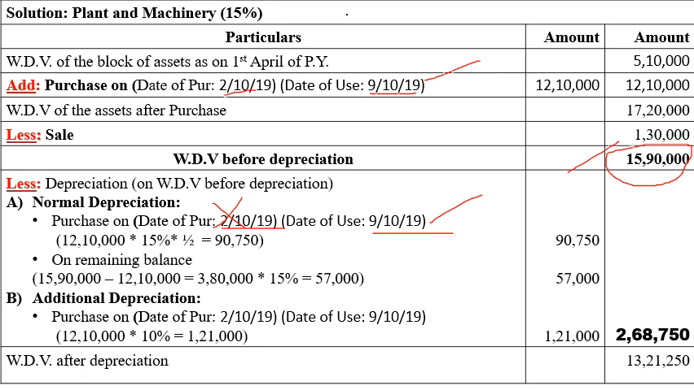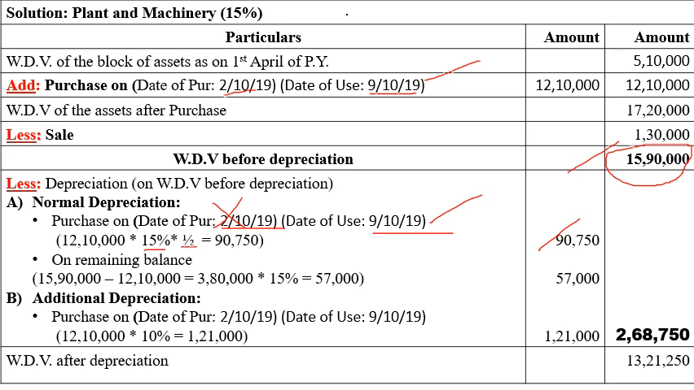So here the new plant and machinery was used for less than 180 days in the previous year. The cost of new plant is 12 lakh 10,000. 15% is the rate of depreciation into half because it was used less than 180 days. So 12 lakh 10,000 into 15% into half. So depreciation value is 90,750.